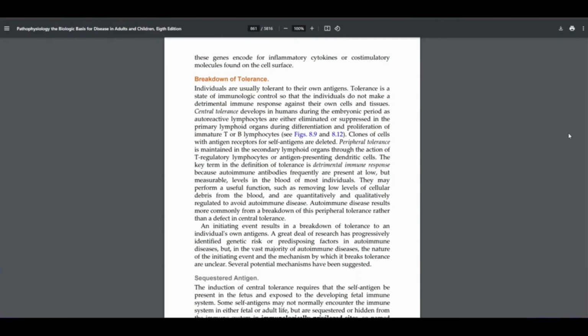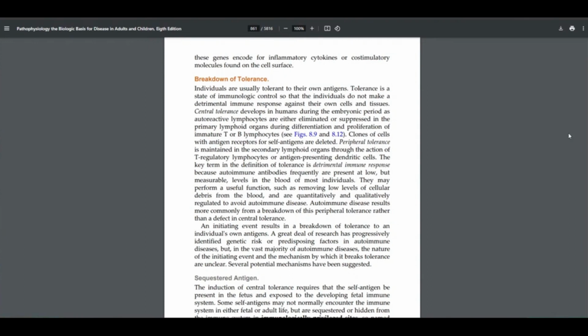Clones of cells with antigen receptors for self-antigen are deleted, whereas peripheral tolerance is maintained in the secondary lymphoid organs through the action of T regulatory lymphocytes and antigen-presenting dendritic cells. The key term in the definition of tolerance is detrimental immune response, because autoimmune antibodies frequently are present at low but measurable levels in the blood of most individuals. So we all have some form of autoimmune antibodies.